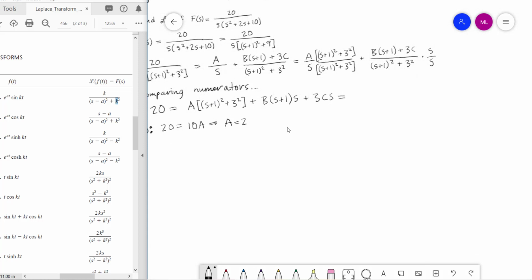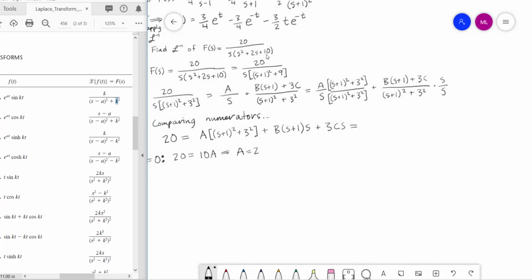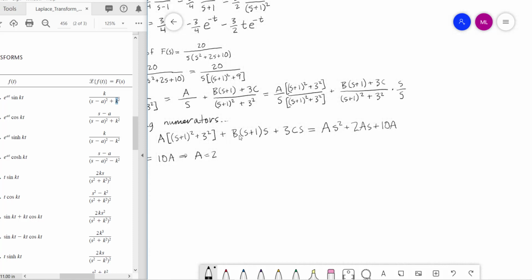foiling this all back out, or expanding this back out, will eventually get us to this quadratic. And that's why I was suggesting sometimes it's easier if you just jump straight to this quadratic. So we'll have a times s squared plus 2as plus 10a, right? That's multiplying the a through to all of these terms. Over here, when we multiply this out, I'm going to get an s squared plus s, both of those times b, so I'll get plus bs squared plus bs. That takes care of these ones, and then plus 3cs.